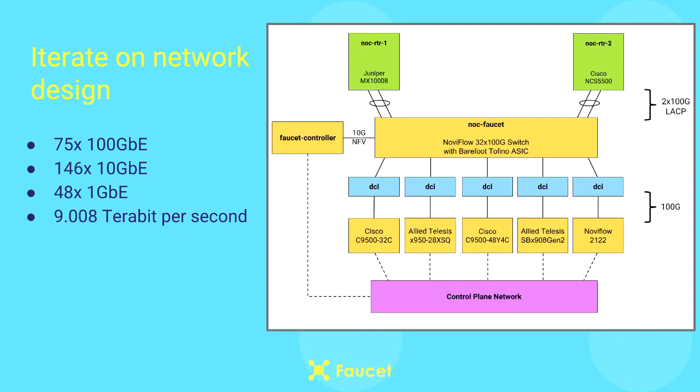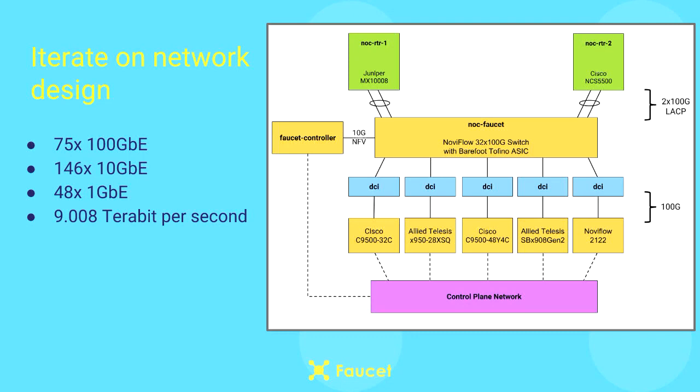So the network's pretty simple. In the middle, we had a Barefoot Tofino ASIC running inside a switch provided by NoviFlow. This did 32 ports of 100G, and it's a P4 capable ASIC, which we'll talk about soon. Off to the side, we have our controller, and then we have this 10G link, what we call an NFV link. NFV is Network Function Virtualization, and all that means is that instead of a network function like DHCP or BGP living on a switch or a router, you pull it off and run it on a Linux box, using the ISC DHCP server or Bird or something. That's about all it means.